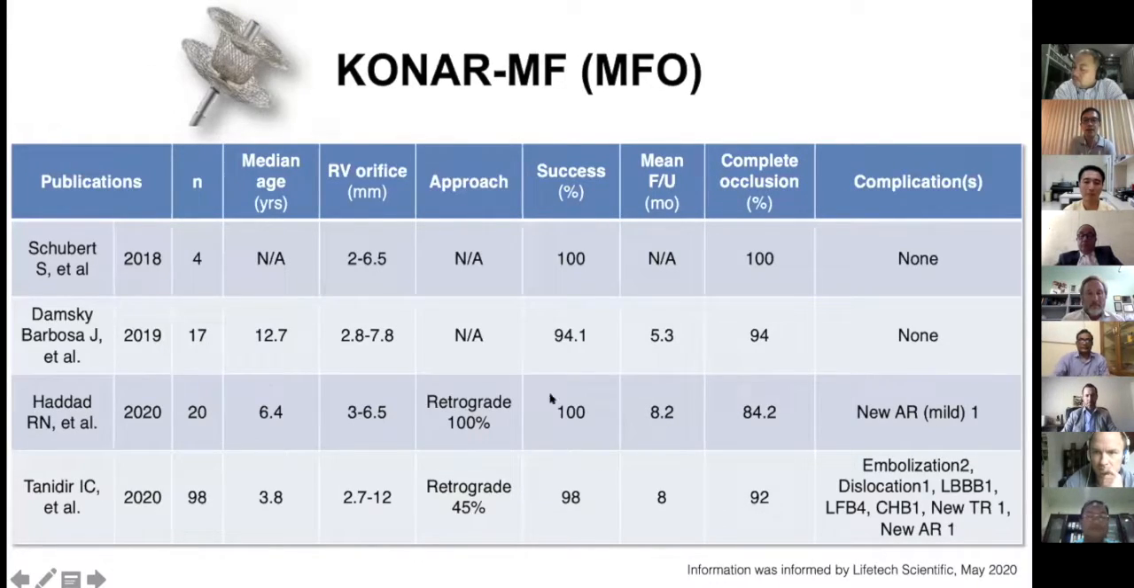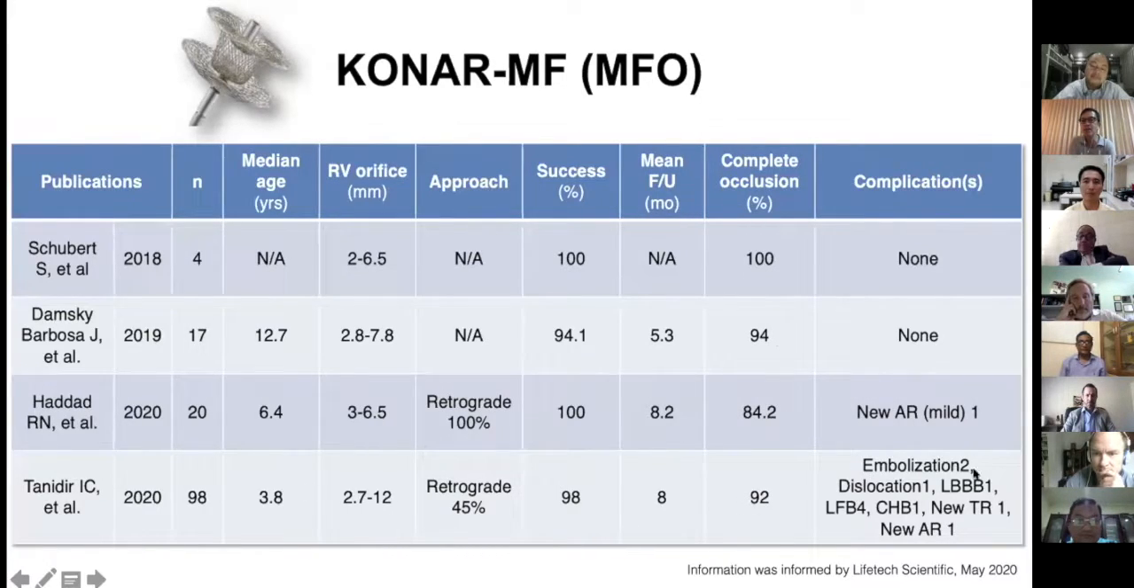Success rate is very high, reaching more than 95%. Mean follow-up is just not that much, because it's only recently published. Hopefully, we can get more midterm and long-term follow-up. Complete occlusion rate is very high, almost 95% here, 92% there, and this one is 84%. Well, in my experience, it's almost 100% complete occlusion.